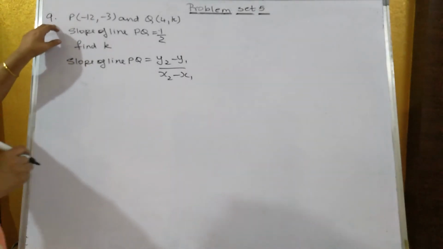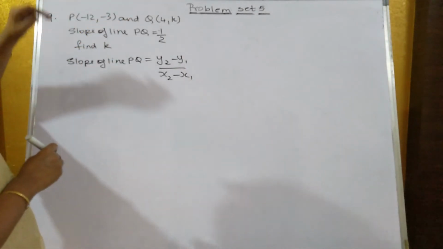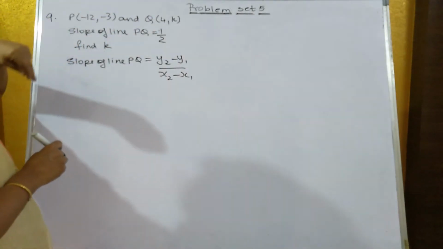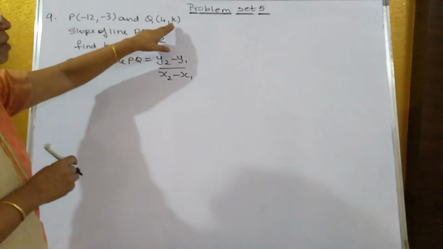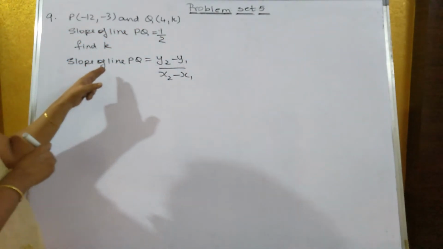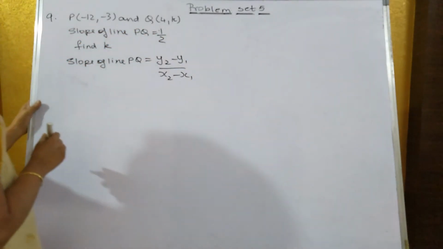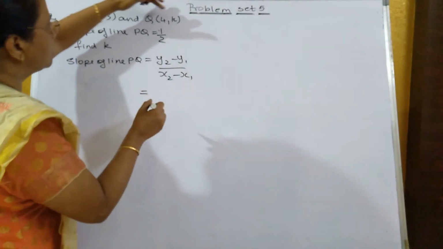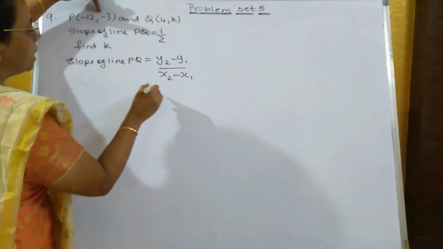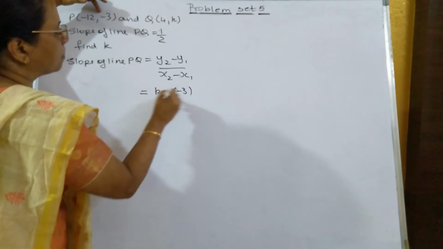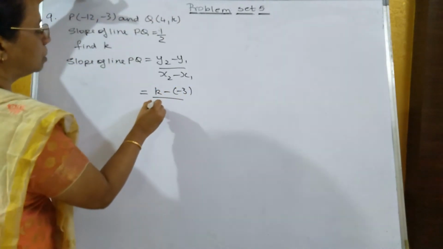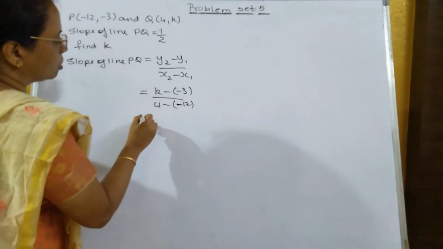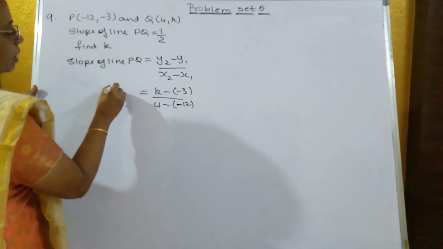Now sum number 9 of problem set 5. Coordinates of P and Q are given. Slope of line PQ is also given, 1 upon 2. We have to find out the value of K. Slope of line PQ is what? Y2 minus Y1 upon X2 minus X1, that is K minus (minus 3) upon 4 minus (minus 12). And slope of line PQ is already given, that is half.